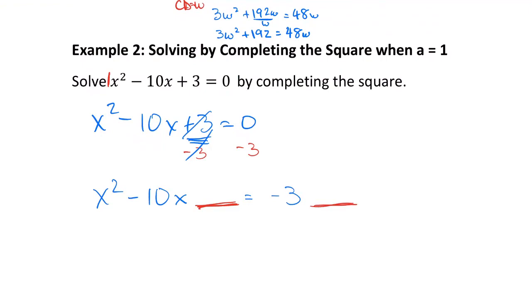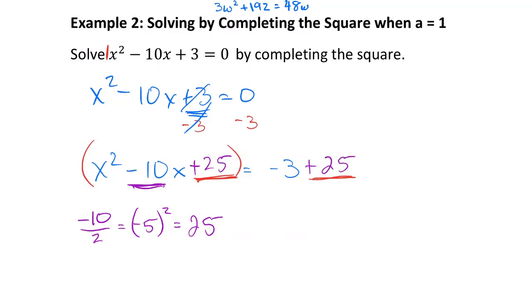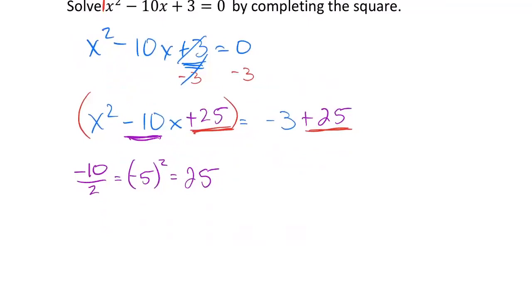We need to add a constant so that this polynomial on this side factors to a perfect square. To determine what that constant is, you take the b term, that value right there, negative 10, you divide it by 2, which gives us negative 5, and then you square that answer. Negative 5 times negative 5 is 25. So we are going to add 25 to both sides of the equal sign. And you'll see as soon as we do that that it's going to factor to a perfect square.